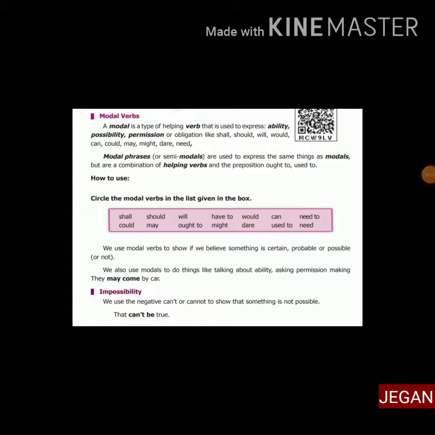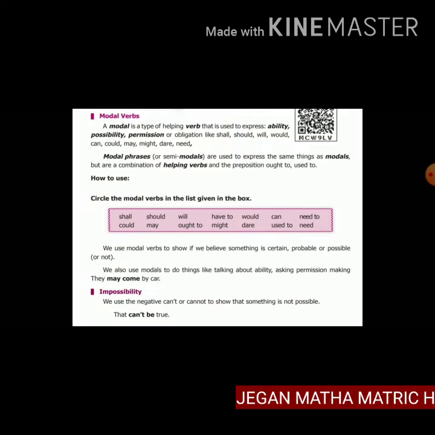8th standard English term 1, and now we are going to learn about modal verbs. What are modal verbs, and how do we use them? A modal is a type of helping verb that is used to express ability, possibility, permission or obligation, like shall, should, will, would, can, could, may, might, dare, need. These are modal verbs.